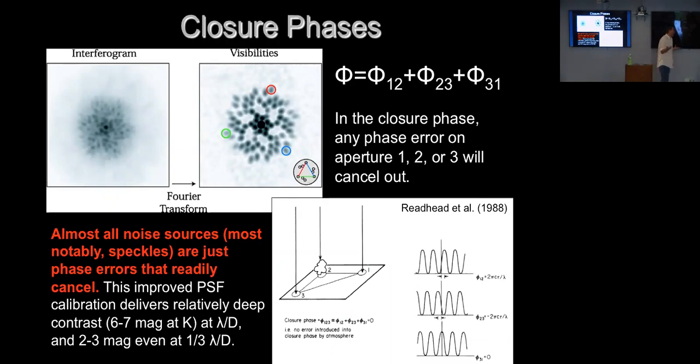Basically, what this is doing is making a very weird looking PSF that has calibration properties that are very stable and are independent of most of those phase errors. And so then we can go digging really deep, really close in. So contrasts of 6 or 7 magnitudes at the diffraction limit in K-band. And we even get a couple magnitudes at a third of the diffraction limit in K-band. So this is what lets us get those binaries that are close in.